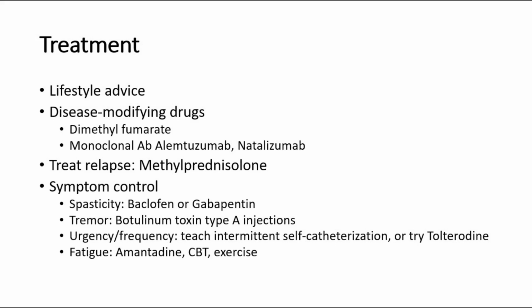To treat the relapse, we can give methylprednisolone, and for symptom control, it depends on what symptom the patient has. For spasticity, we offer baclofen or gabapentin. For tremor, we can give botulinum toxin type A injections to improve the arm tremor and functioning.